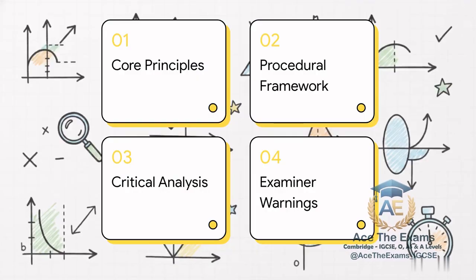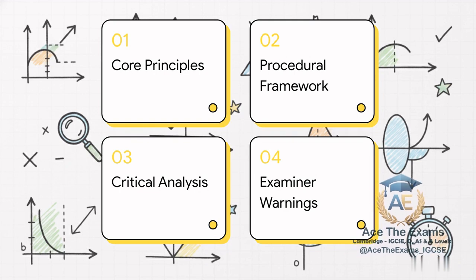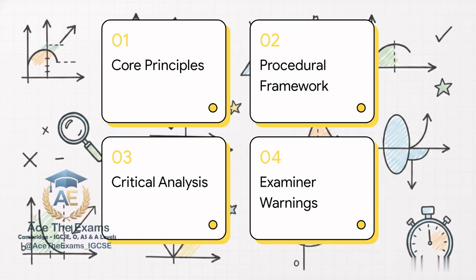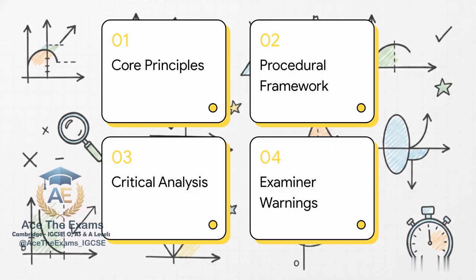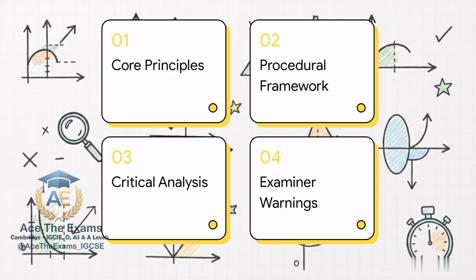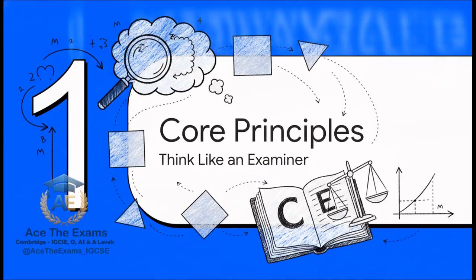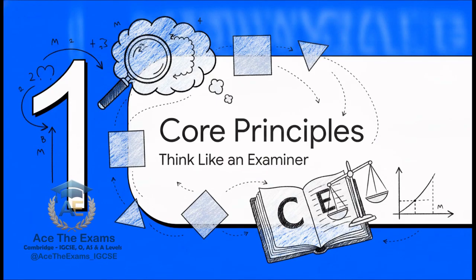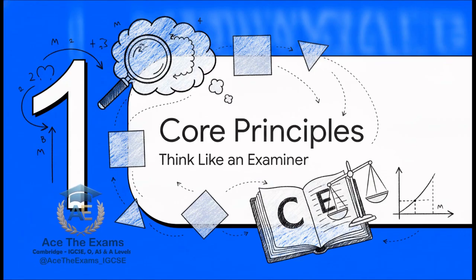To help you completely master this, we're going to follow a 4-part roadmap today. 1. Core principles. 2. The procedural framework. 3. Critical analysis. And 4. Top examiner warnings. Let's kick things off with Section 1, Core Principles. It's all about thinking like the examiner.